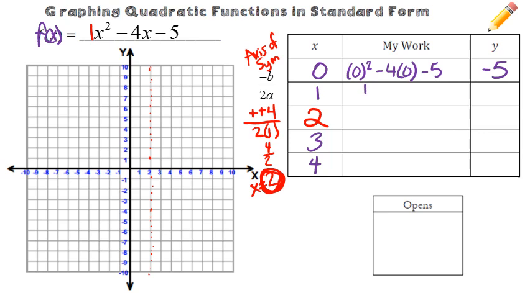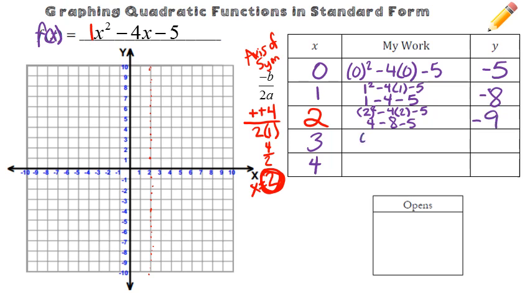When I plug 1 in, 1 squared minus 4 times 1 minus 5. 1 squared is 1. 4 times 1 is 4, minus 5. 1 minus 4 minus 5 gives me a negative 8. Make sure that makes sense to you with those negatives. 2, let's plug in 2. 2 squared minus 4 times 2 minus 5. 2 squared is 4. 4 times 2 is 8. 4 minus 8 minus 5. So 4 minus 8 is negative 4. Negative 4 minus 5 is negative 9.